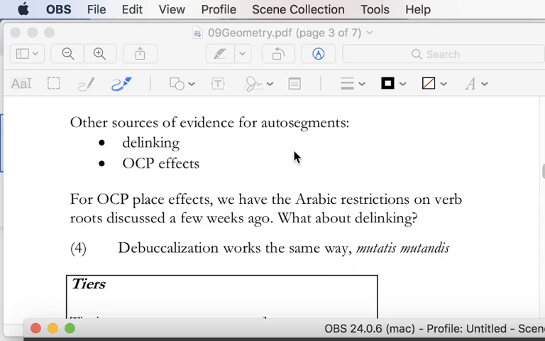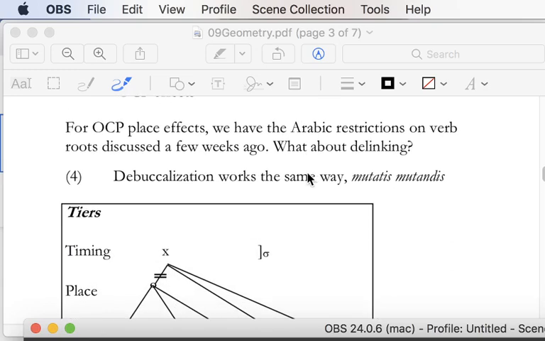So other sources of evidence for nodes is going to be delinking. So we've seen spreading. The other major things here are delinking and OCP effects. Right? So for OCP place, major place features, we looked at this in detail in Arabic a few weeks ago. So we saw that there are restrictions there on verb roots where you couldn't have the same place of articulation for the first and second or the second and third consonants in 3-consonant verb roots in Arabic.